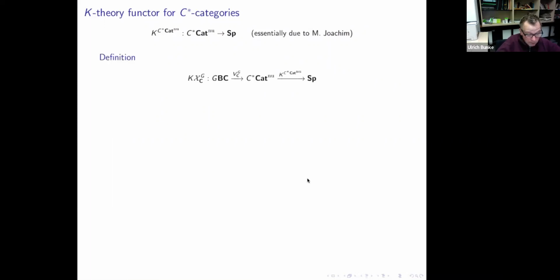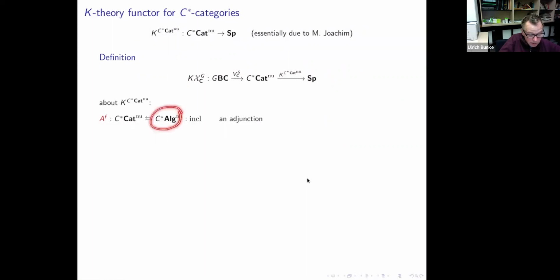So, first of all, if I have such a functor, then our definition is just the composition. I compose the row category functor with the K-theory functor, and this is our coarse homology. And so let me say a little bit more how we get this functor. Of course, this construction is essentially due to Michael Joachim. So he observed that we have an adjunction between C-star algebras and C-star categories. I say essentially because he did everything in the unital case. So here we have non-unital categories. But anyway, this is more or less the same.